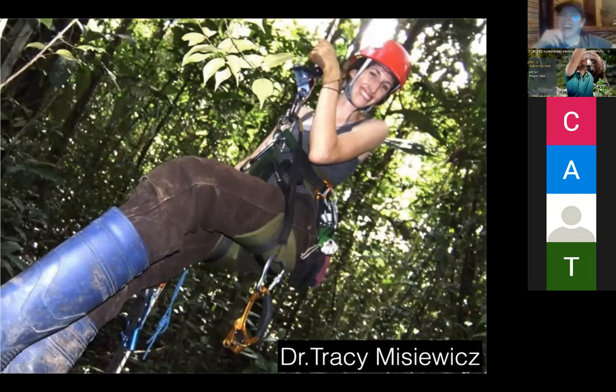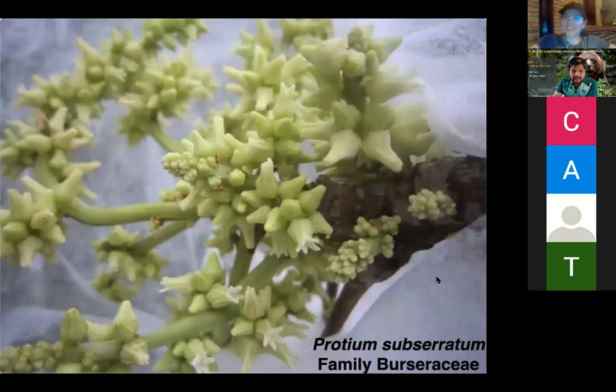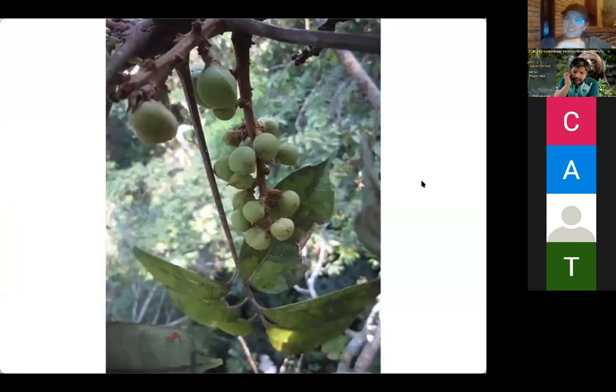Like, hi Tracy, hi Tara. And this is Tracy at work, and Tracy had the coolest field work ever. This is her PhD, and she climbed trees. So basically, she studied this plant called Protium subserratum. The flowers. This species doesn't exist in Thailand. She worked in Amazonian Peru, so she had to fly to Peru half a year every year to study this plant, and the fruit looks like this.